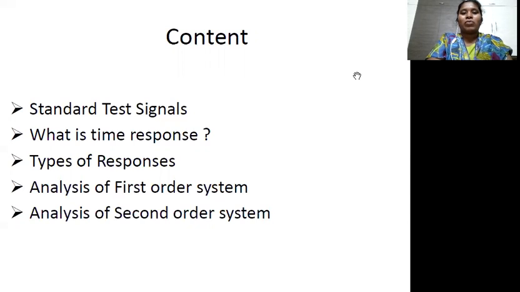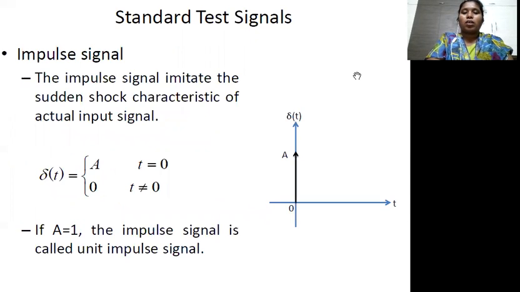So initially we will go with the various standard test signals. First of all, I am explaining the impulse signal. What is meant by an impulse signal? If you observe the graph, at all values of t except t equal to 0, the output value is 0. Only at t equal to 0, the output is a. The impulse signal is represented with delta of t, with respect to time t.